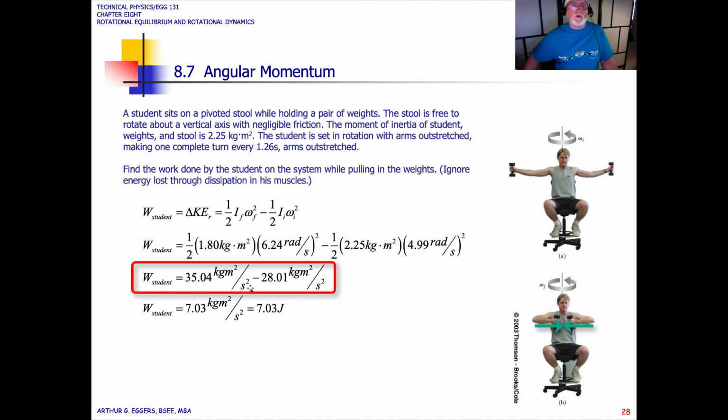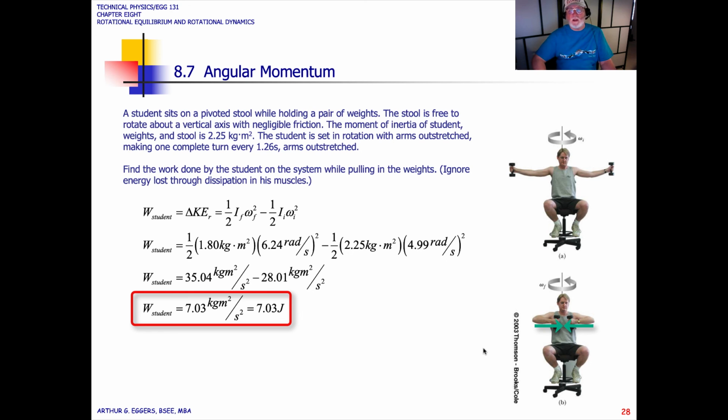3504.04 kilogram meters squared per second squared minus 28.01 kilogram meters squared per second squared. We know that kilogram meters squared per second squared is our energy, or joule, relationship. So when we take the difference in those two, we end up with the work done by the student, 7.303 kilogram meters squared per second squared, or 7.03 joules of energy, the work done by the student on the system by pulling in the weights.